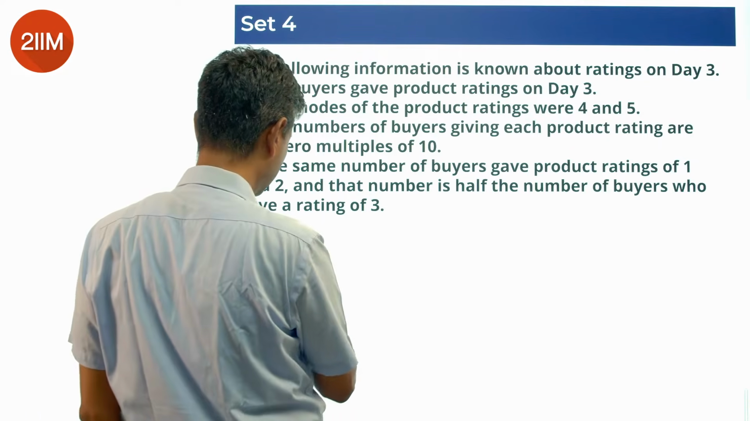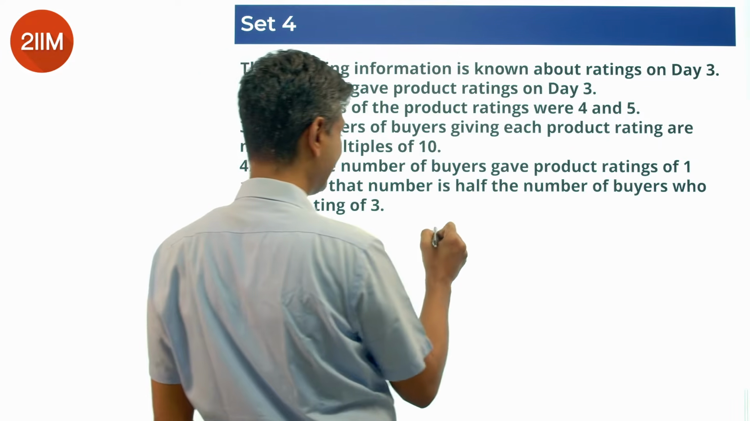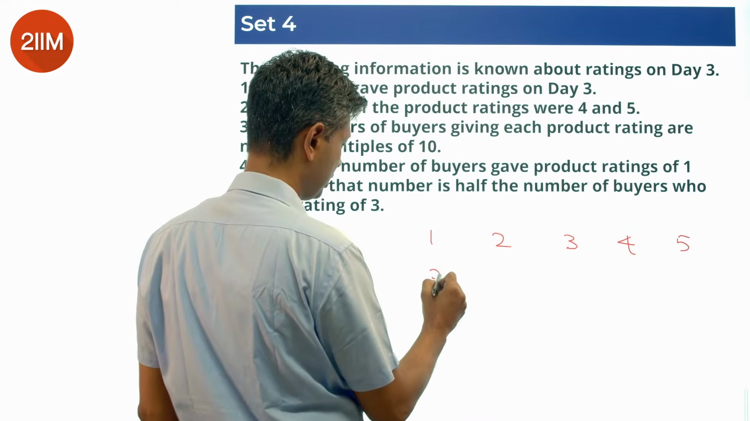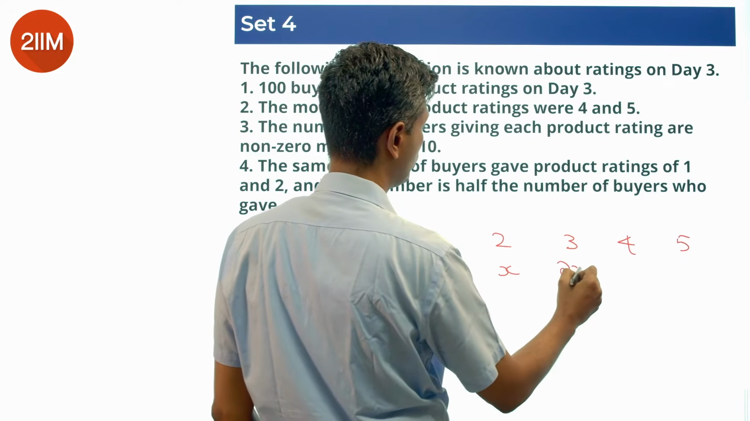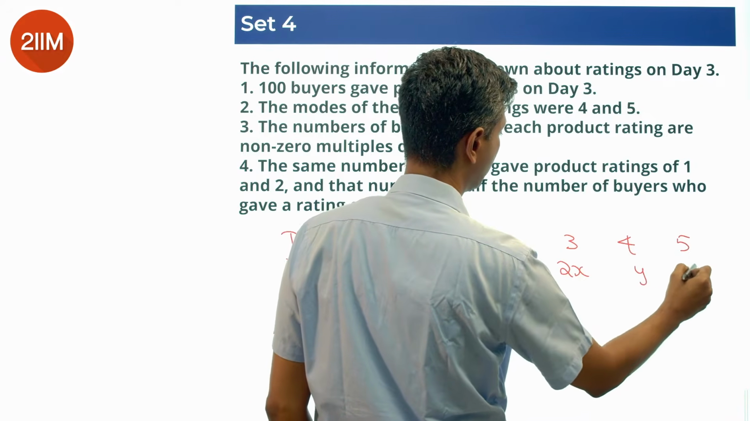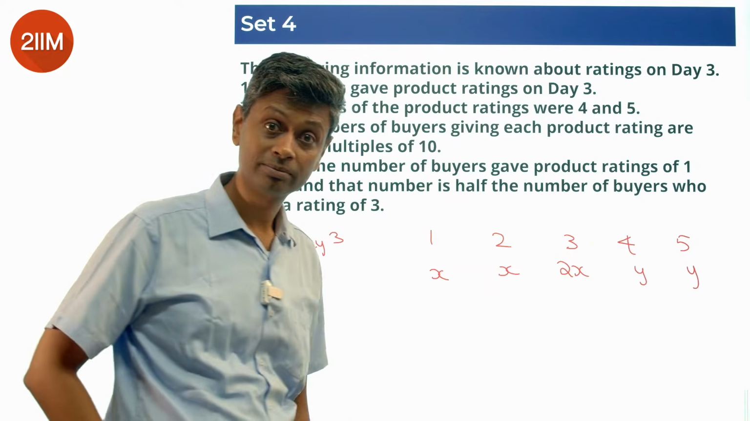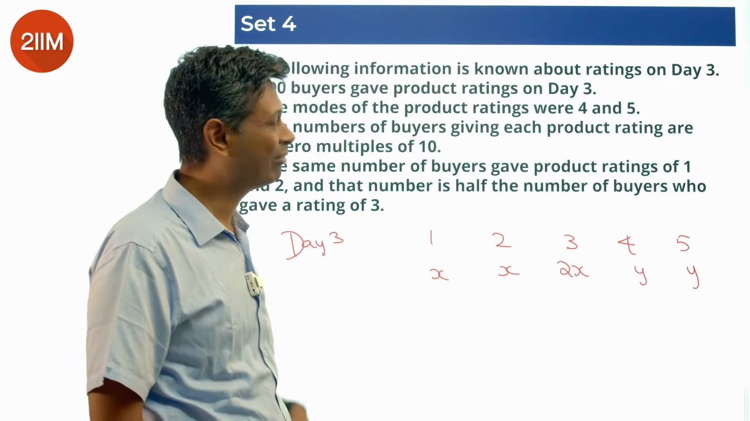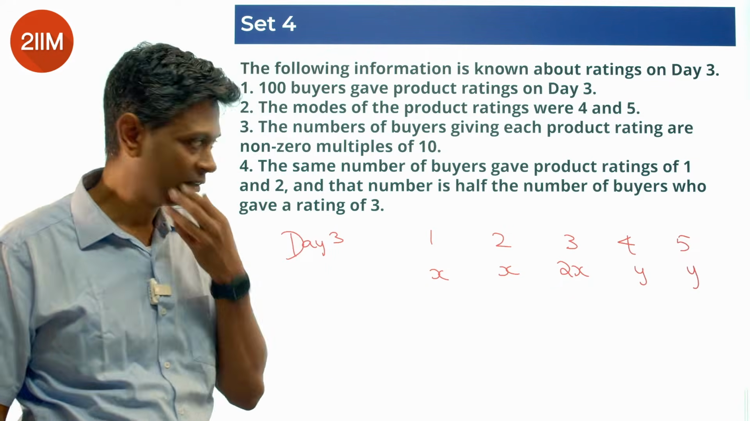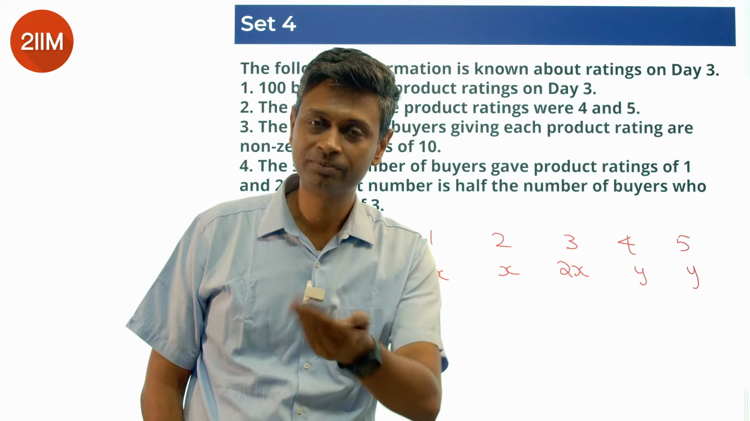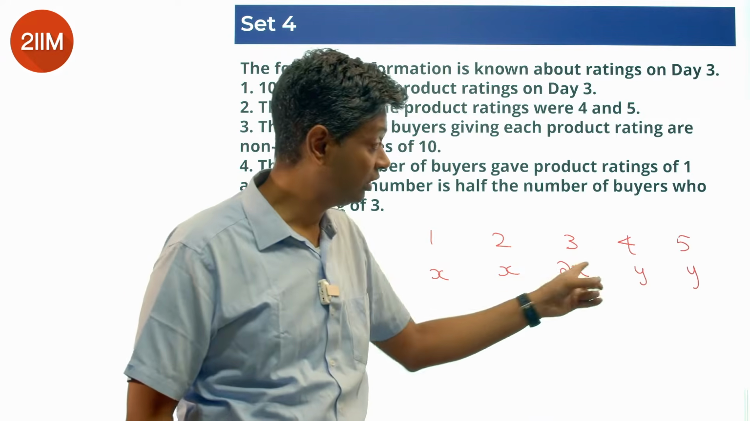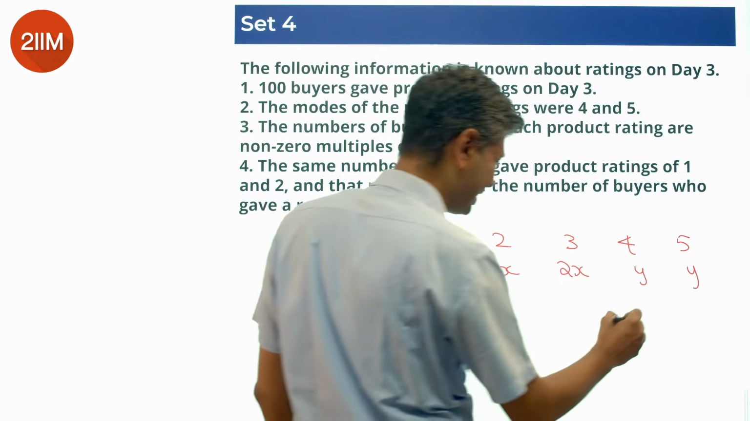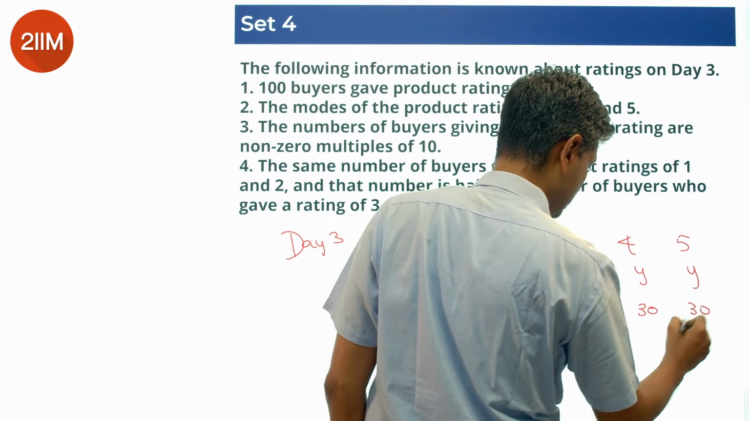Oh, nice. This is day 3. Ratings of 1, 2, 3, 4, 5. X people here, the same X people here, 2X people here, then Y and Y. Y is greater than X, because 4 and 5 are the modes. 100 by 5 is 20. If all were equal, it should be 20. That's not even the case because these are more frequent, so it should be more than 20. Y should be at least 30. It could be 40.